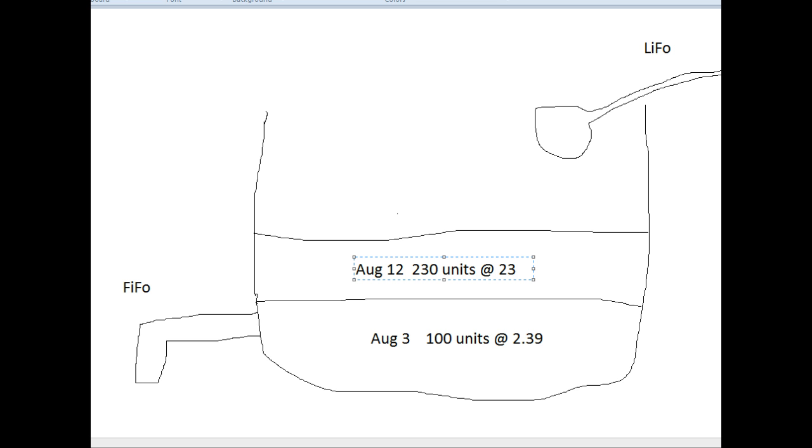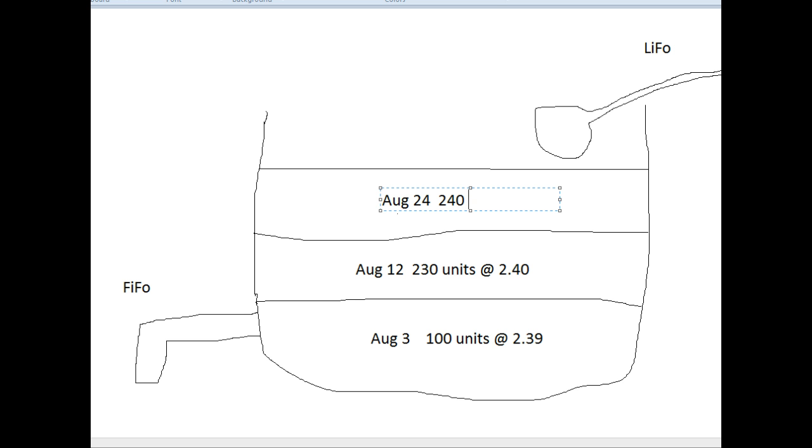That maybe 240, and then maybe you bought a third for that month. Put it in, and I would definitely label everything here: the date, the units, and the price that you bought. So let's say we bought this on the 24th, and maybe you bought 240 units at, let's go 2.45.